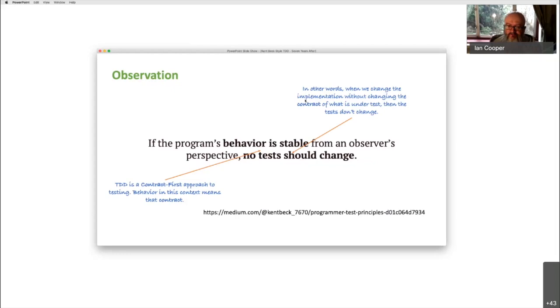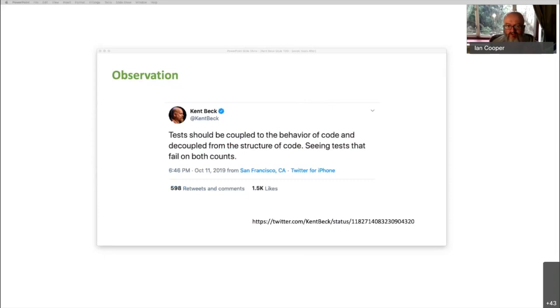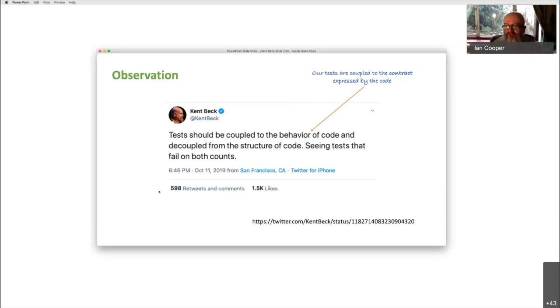So Kent basically on Twitter quite recently said this, right? Tests should decouple from the behavior of the code and decouple from the structure of the code, seeing tests that fail on both counts. What he means by behavior is the contract that the class is expressing, right? That's what we couple to. We don't couple to the implementation details.